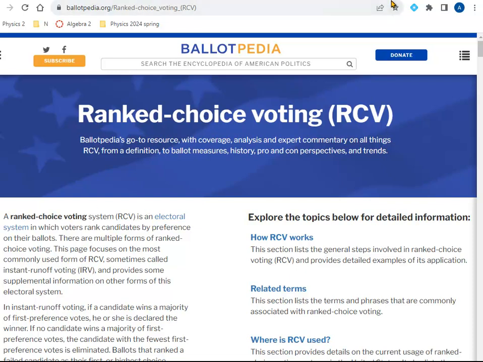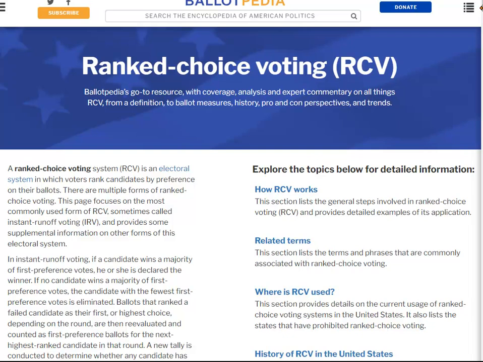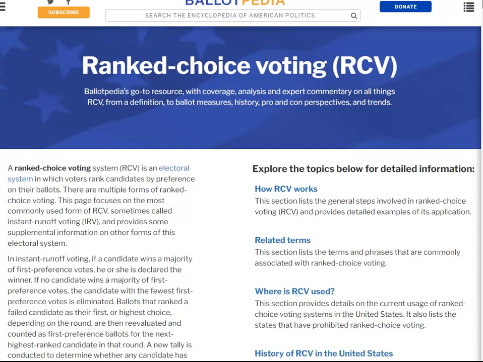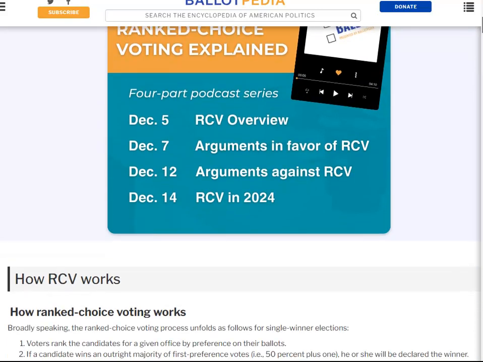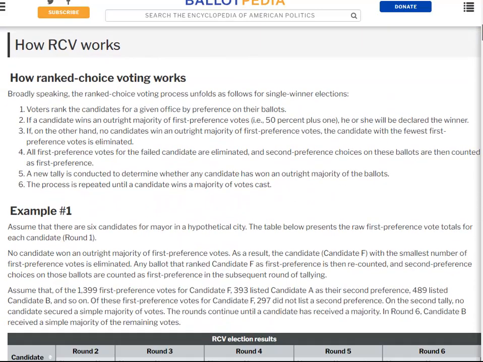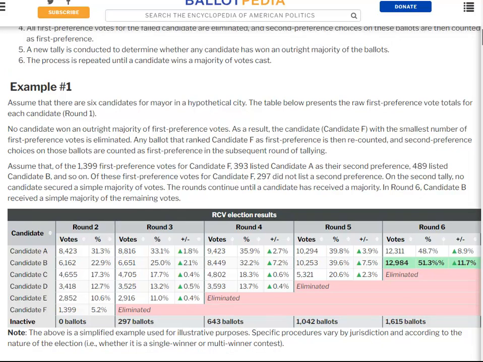All right, so here's the website, Ballotpedia. And I'm scrolling down here. I hope this all fits nicely in here. I'm trying to grab, there we go, got it. Let's see, I'm going to go down to where it says how RCV works and so on, and here's example 1. I tried to squeeze this all on here.